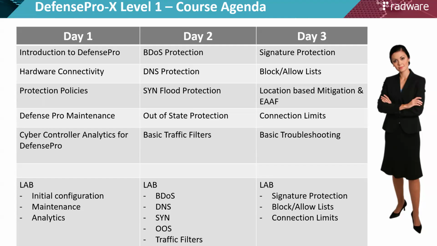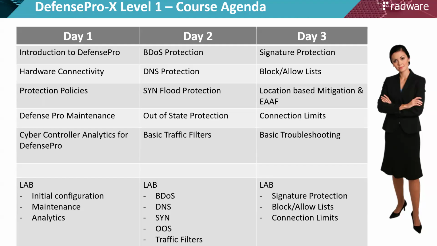and the lab session related to all those topics would be covered on day 2. On day 3, we'll be looking into signature protection. So signature protection protects you against known vulnerabilities or known kind of attacks. Okay. Then we have block and allow list. This is a standard block and allow list where you specify what traffic is allowed, what traffic is not allowed.